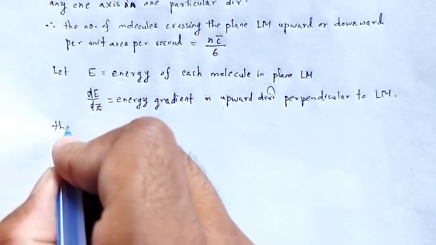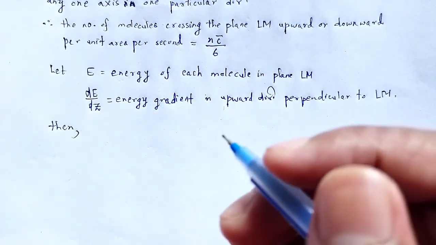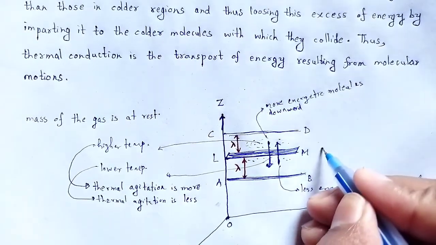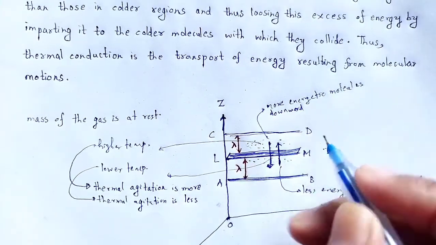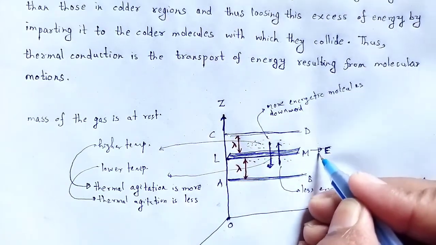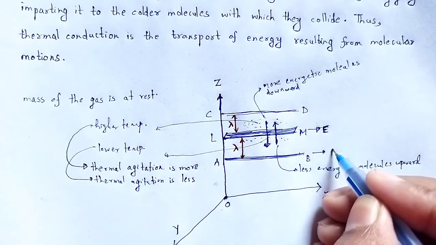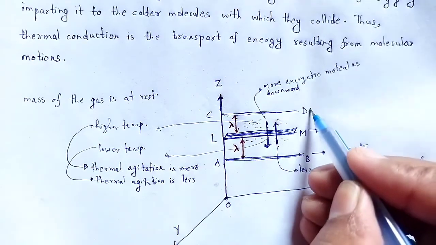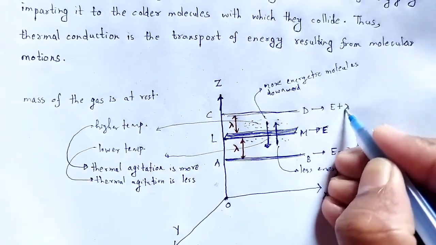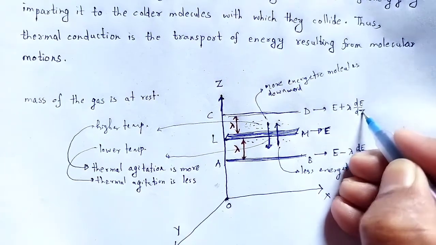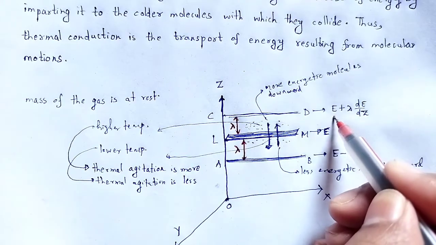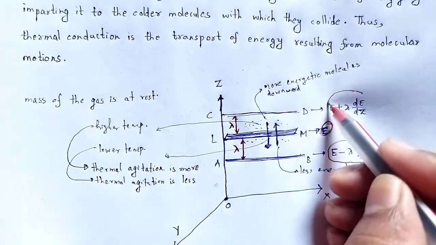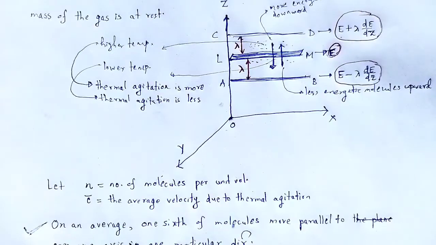Then the energy of each molecule at the plane CD. If we take the energy of each molecule in plane LM as E, then at plane AB the energy will be E minus lambda times dE/dz, and at plane CD it will be E plus lambda times dE/dz. Just write it here.